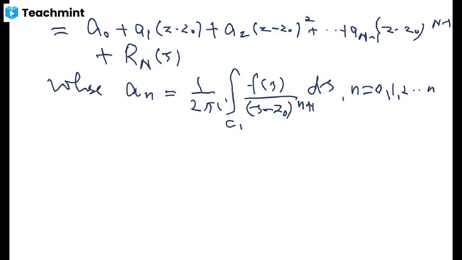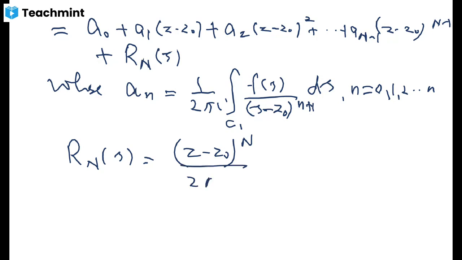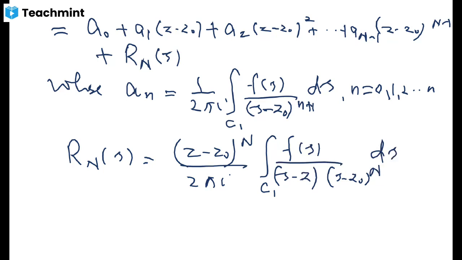And now let us look at r n of z. What is r n of z? R n of z is z minus z naught to power n upon 2 pi i, integral over c1, of f of zeta upon zeta minus z into zeta minus z naught to power n, d zeta. This is the expression. So with the first integral, we just wrote this thing, and let it be equation second.